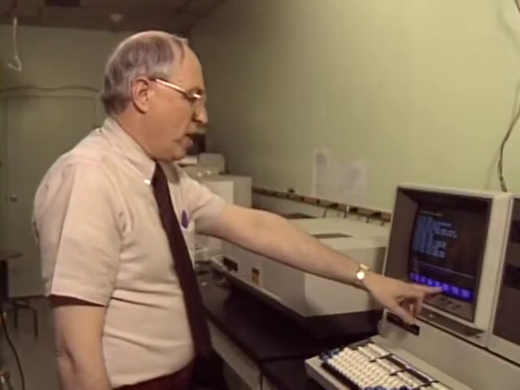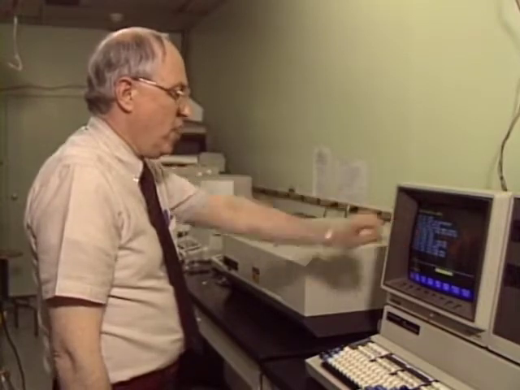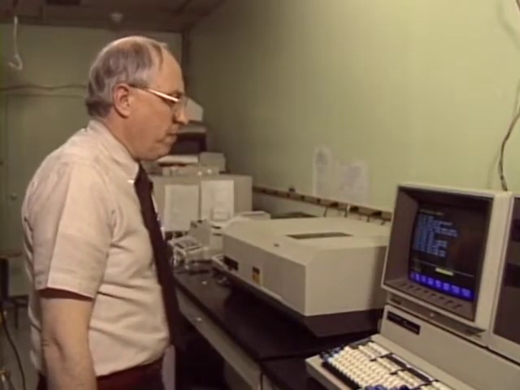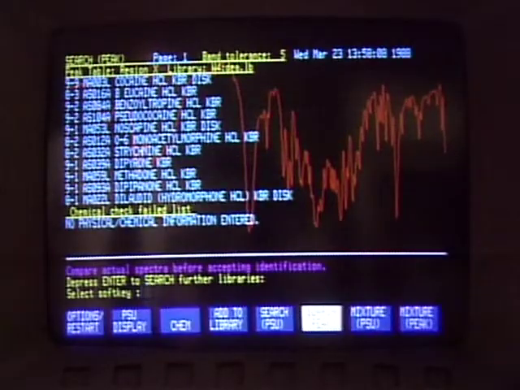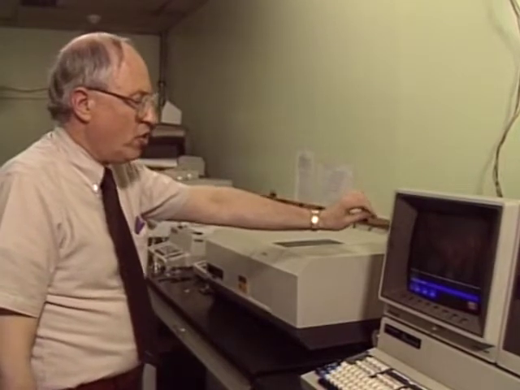And then we go to our search button, and we will search our library to see if we have something that will match this spectrum. And the search indicates that our compound is most likely cocaine hydrochloride. Now I'd like to show you the difference between the hydrochloride, which is the water-soluble form, and cocaine base, which is also known as free base or crack.